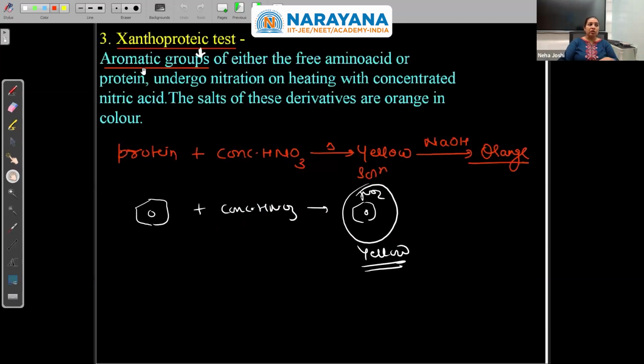Xanthoproteic test is given only by aromatic groups, not by all, of either the free amino acid or a protein. They undergo nitration on heating with concentrated nitric acid, and the salt of these derivatives are orange in color. See, first we get nitration. So you get nitro on the ring. That is a yellow solution. When we add NaOH, then some salt is formed, which is orange color. So by that we confirm xanthoproteic test.